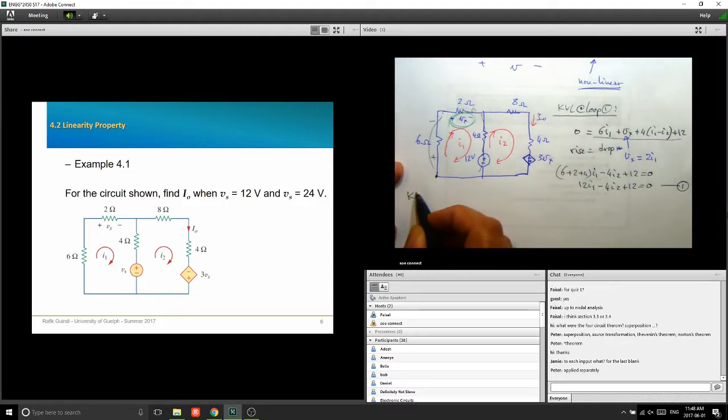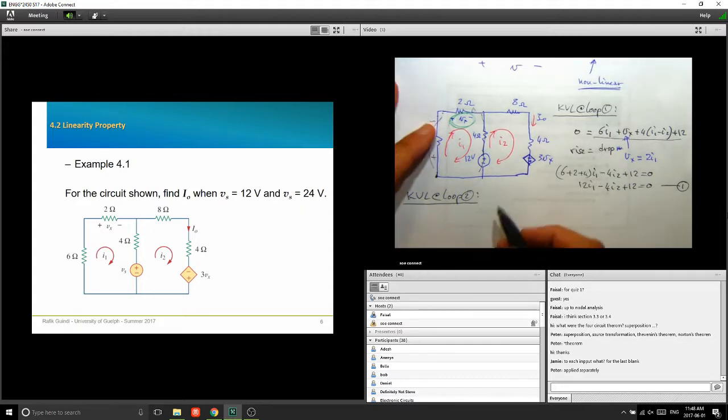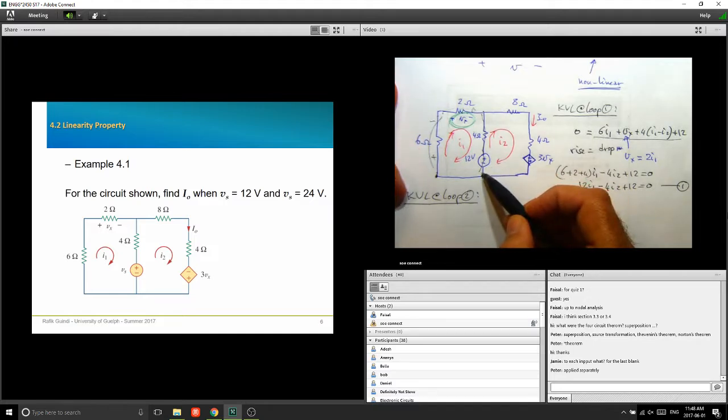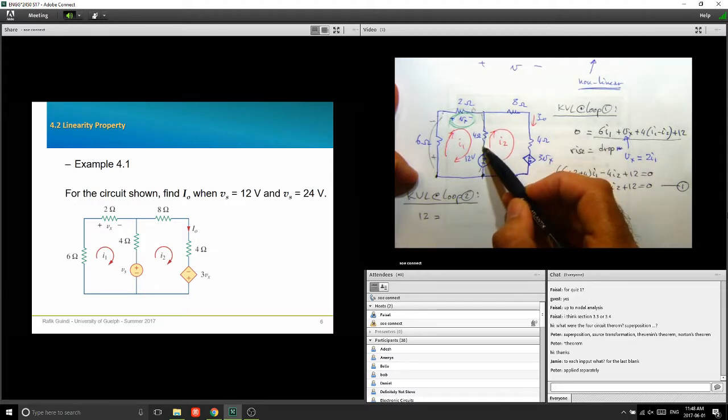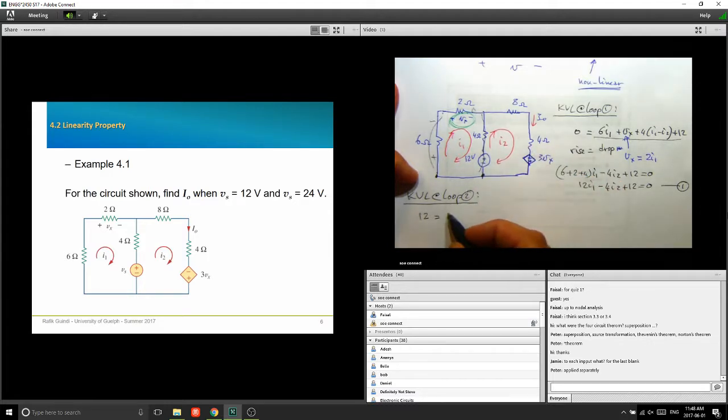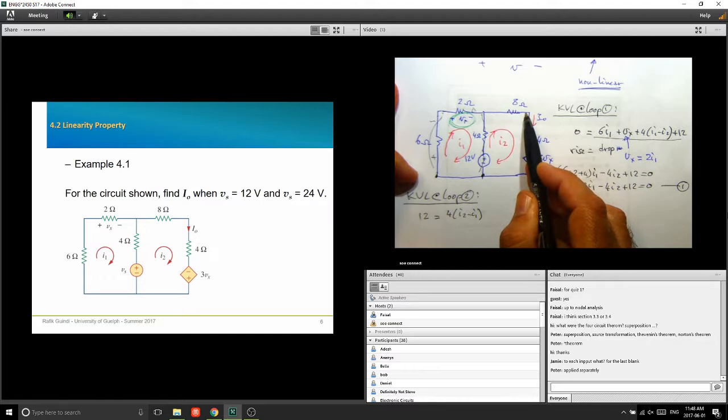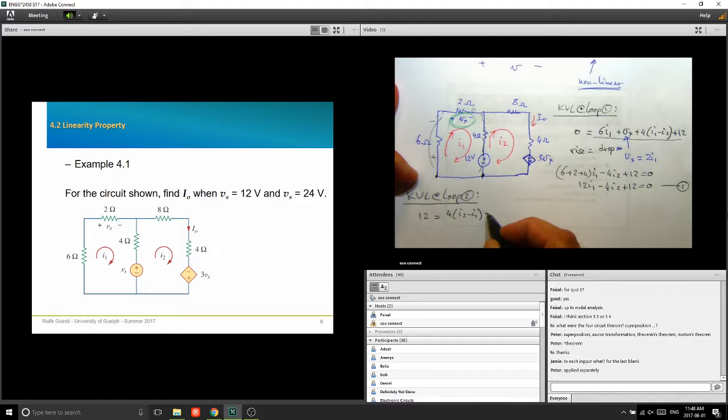I'm going to write a KVL around loop 2. Starting again from the bottom here, if I go in this direction, I get a voltage rise of 12 volts. And then from here to there, I have a 4I2 minus I1 drop. And then in this direction, a further drop of 4I.